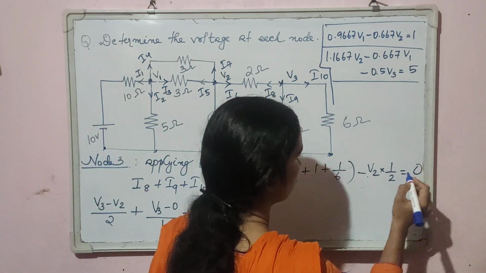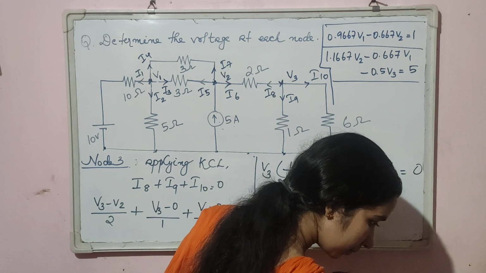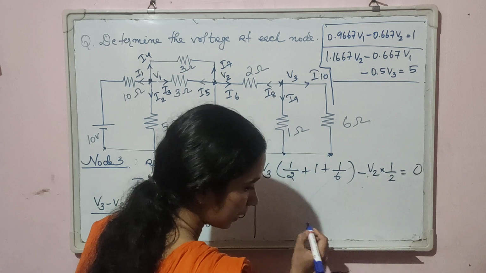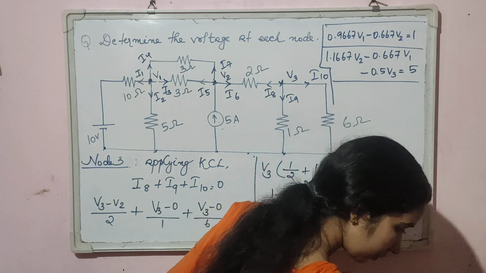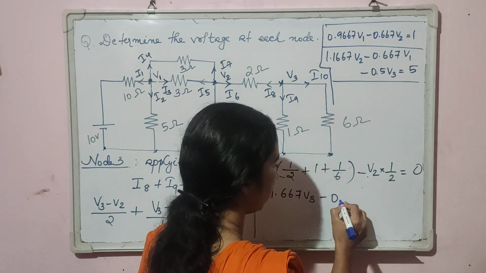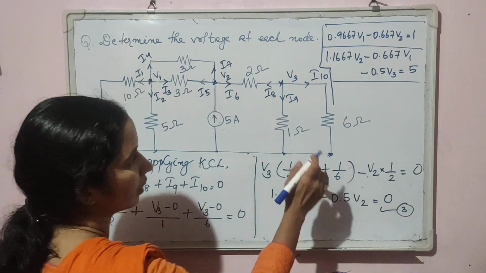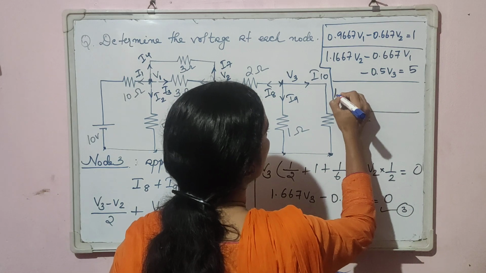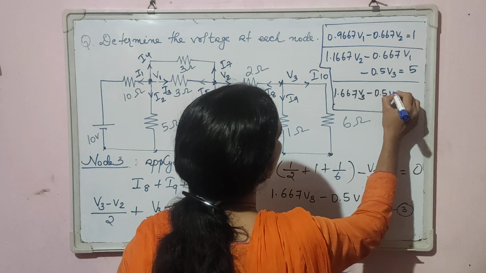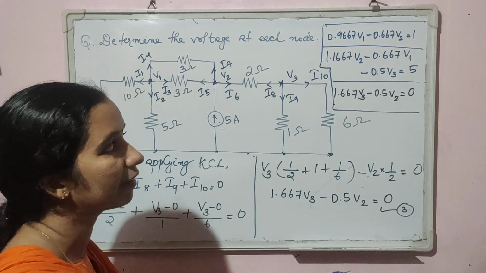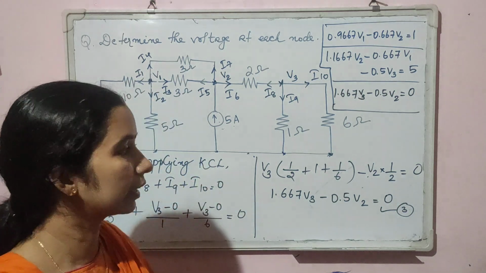So this will be V3 into 1 by 2 plus 1 by 6 becomes 1.667 V3, minus 0.5 V2 is equal to 0. So this is our equation number 3. So equation number 3 is 1.667 V3 minus 0.5 V2 is equal to 0. So we have 3 equations and 3 unknowns. Then we can use Cramer's rule for solving the equation.